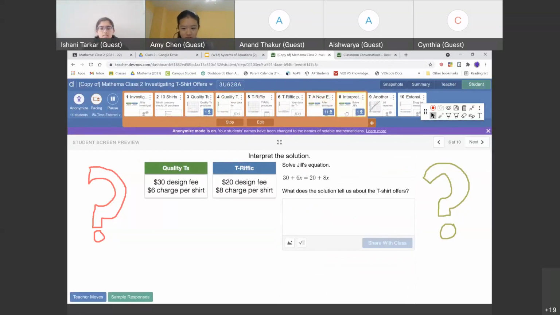So now solve this equation. And what does the solution tell us about the t-shirt offers? I think we basically just told you what the solution means, so you can just solve it.